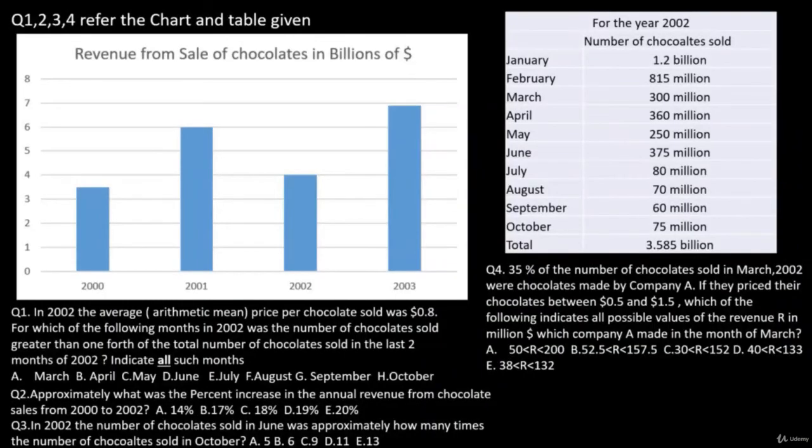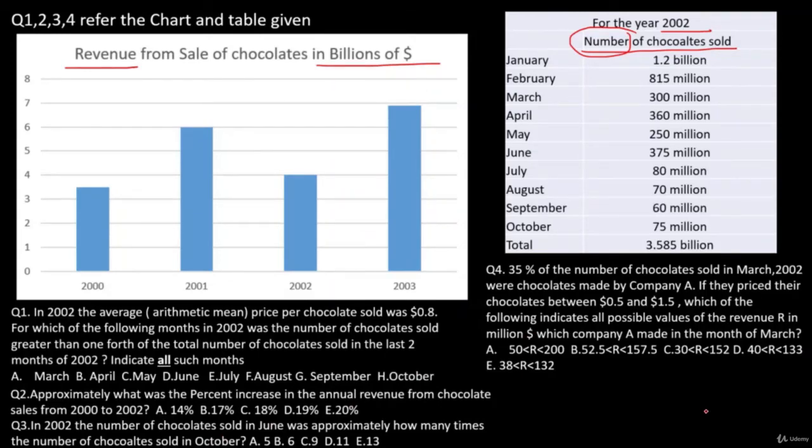All right, so over here we have 4 questions and we have to refer to the chart and the table given. Now the chart has a heading revenue from sale of chocolates in billions of dollars. All right, so this talks about revenue. And the table talks about the number of chocolates sold, so it gives us a number. Now the table is for the year 2002 and the chart has years 2000, 2001, 2002 and 2003. All right, so over here you have 4 questions. Pause the video, give it a try, and then let's do it together.